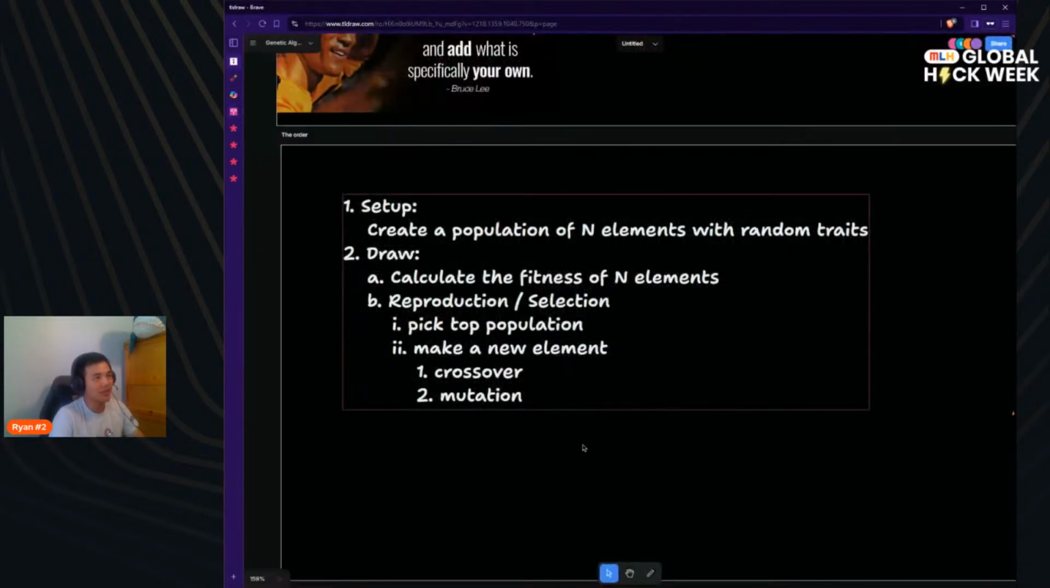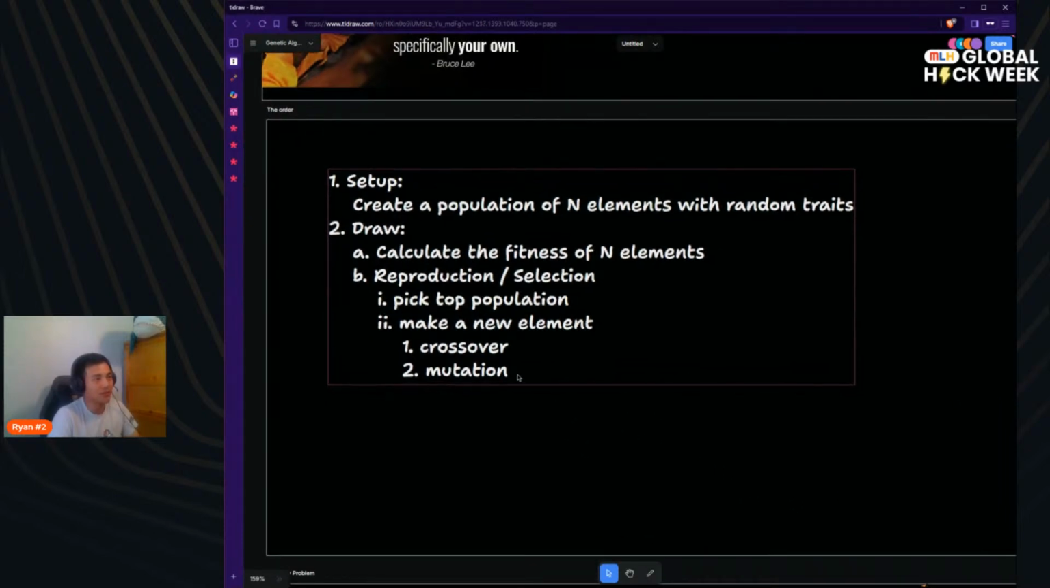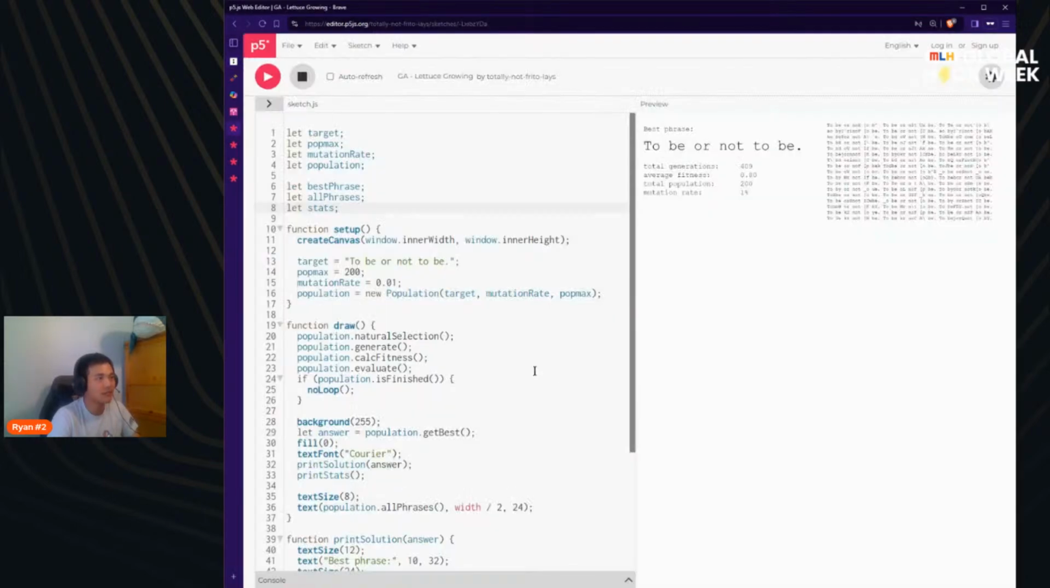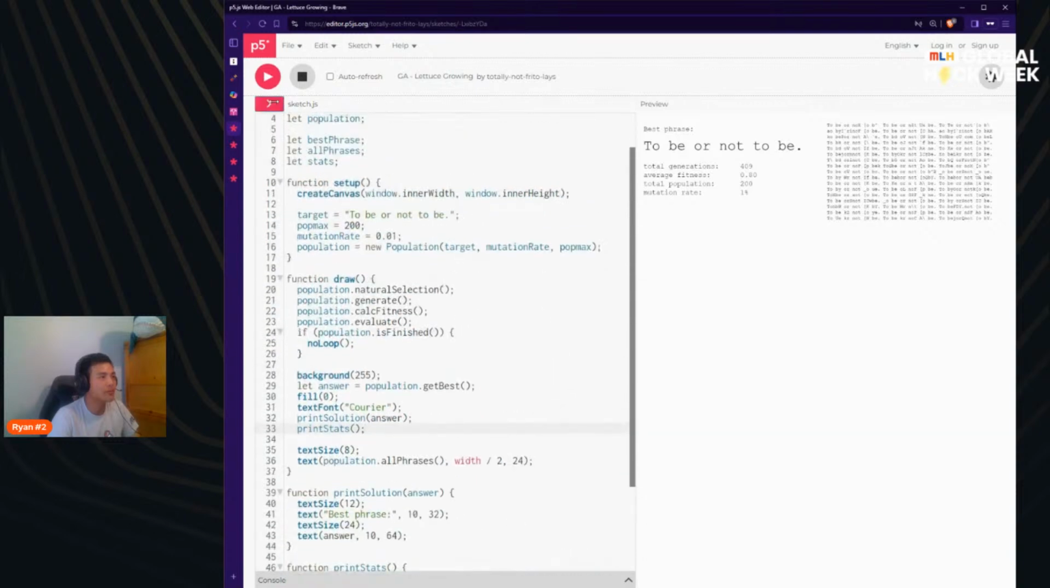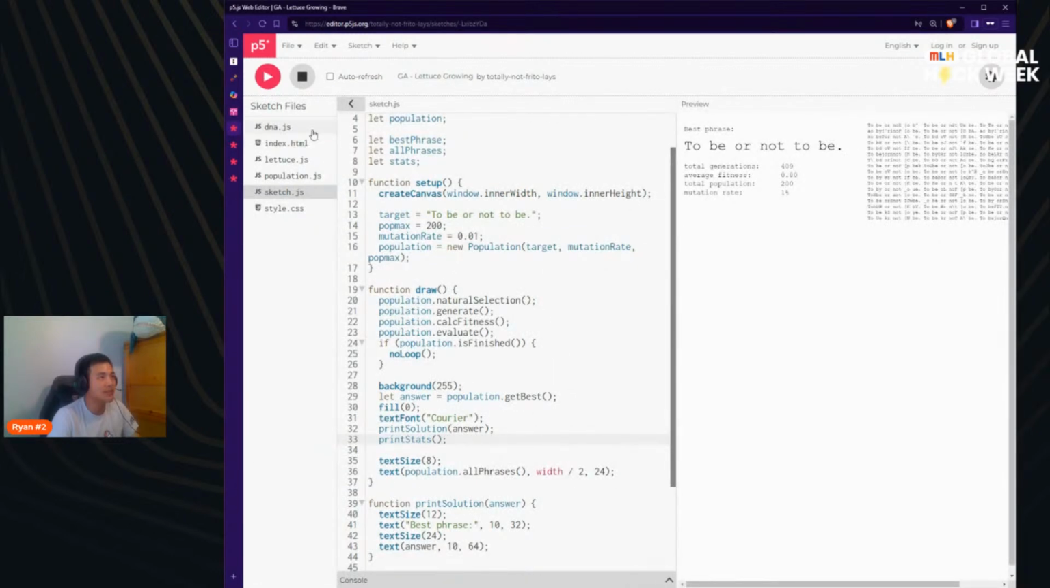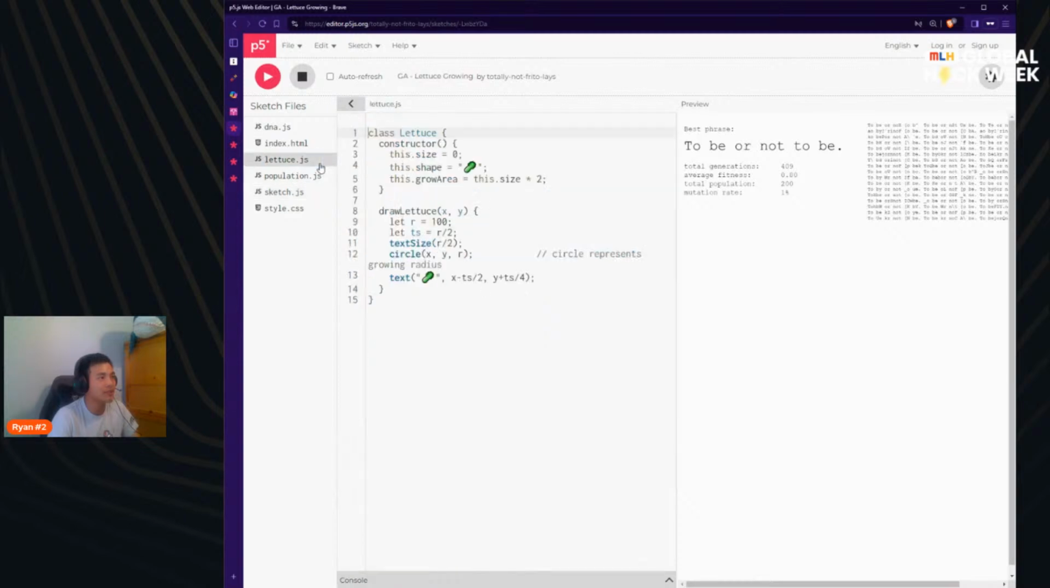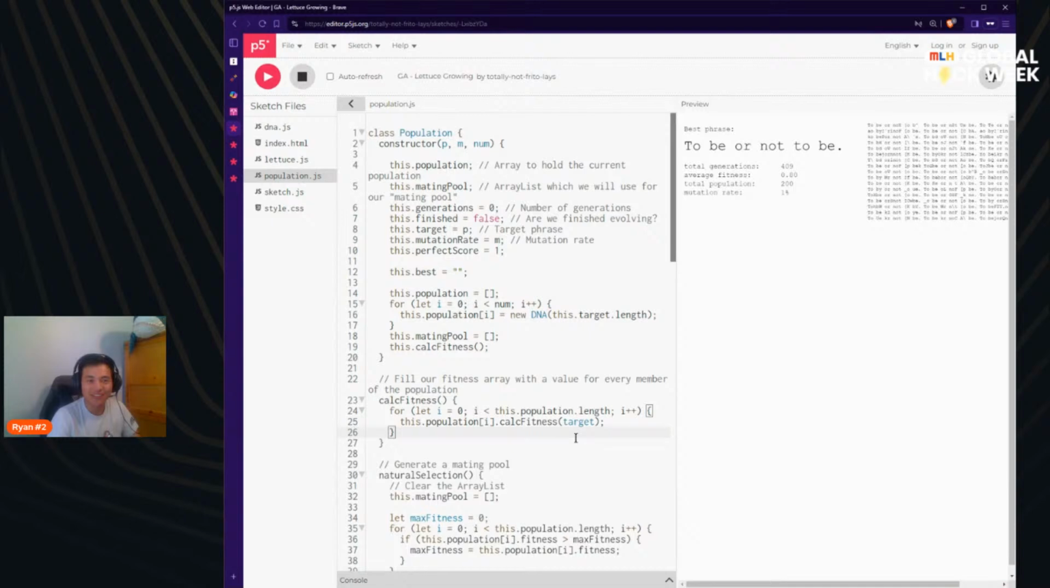There we go. Okay, so when we go about planning out our own genetic algorithm, we'll need to define the fitness of our elements. If we do a quick code tour, we've got a main sketch, a DNA sketch, a population sketch, and I made a lettuce sketch to populate where the things that we're going to be making are. We'll talk about that later.